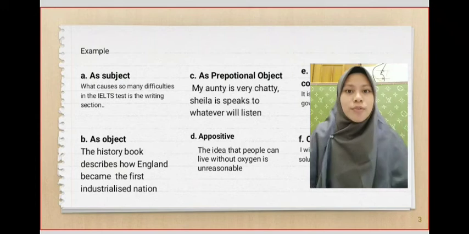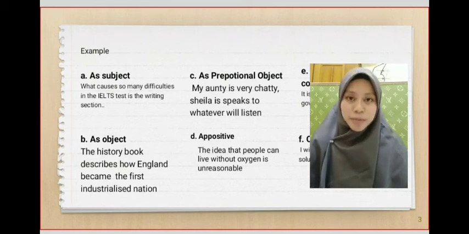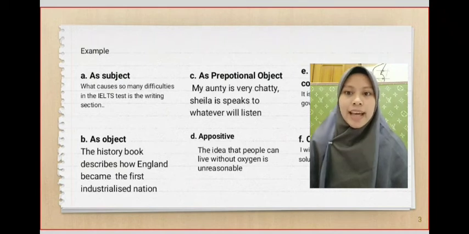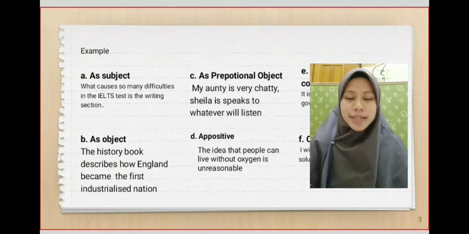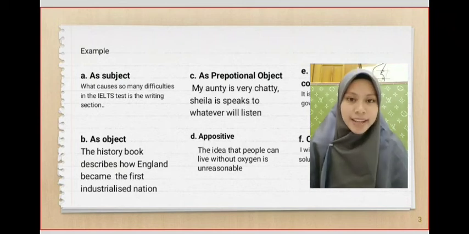Next, two. Forming the noun clause in complex sentence as object. When the clause is the object, it comes after the verb in the independent clause. For example, this history book describes how England became the first industrialized nation. This history book is the subject, describes is the verb, and how England became the first industrialized nation is the object.